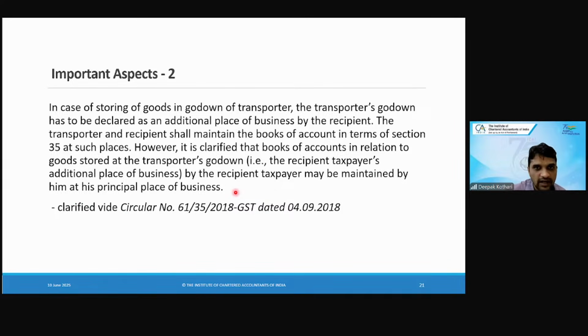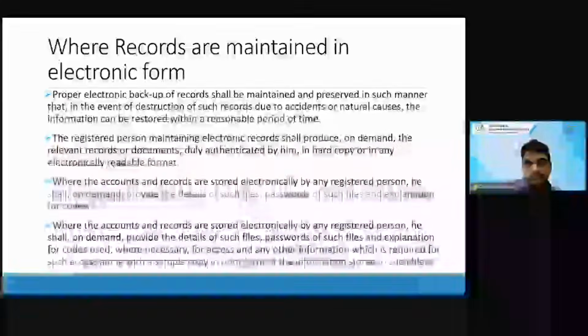Similarly, like with the auction we said, where you keep goods at a transporter's place, you may have to declare it as an additional place of business. But for that, you don't have to maintain the accounts there. You can maintain them at your principal place of business. Clear?